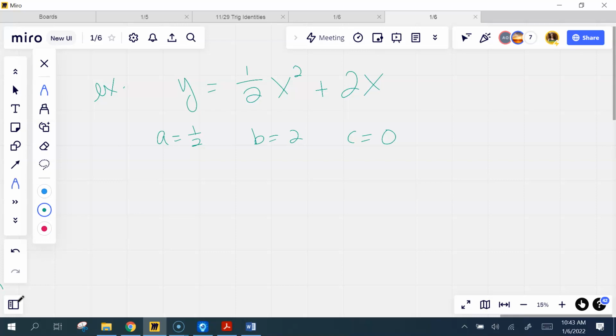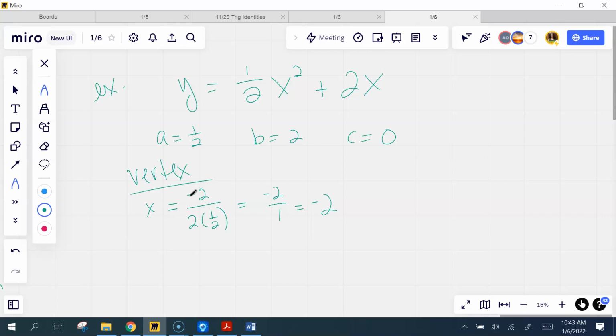All right, what should I do first? Find the vertex. To find the vertex, I need to find the x part first. How do I do that? Opposite b, so negative 2, over 2 times a. Don't let fractions intimidate you. Fractions are our friends. Let's work that denominator first. What's 2 times a half? 1. So I get negative 2 over 1, which is negative 2. Not only is that the x part of my vertex, but that is also the axis of symmetry.